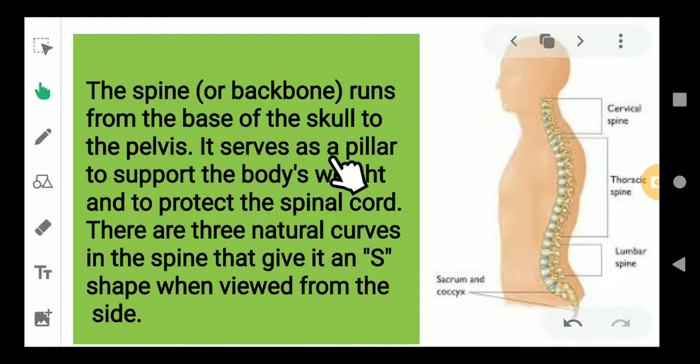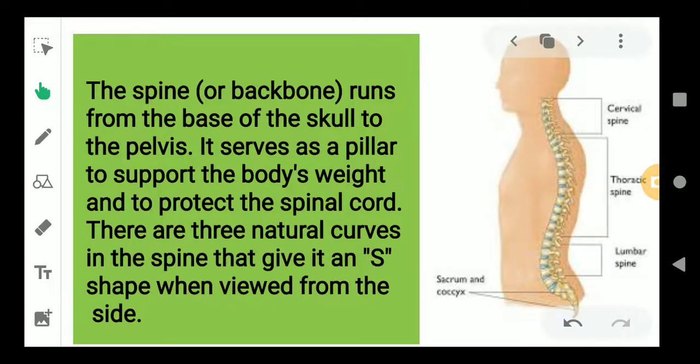And this backbone serves as a pillar to support the body's weight and to protect the spinal cord. That is the function of backbone. It supports the body weight. It acts as a pillar to support our body weight and also protect the spinal cord. It protects the spinal cord.